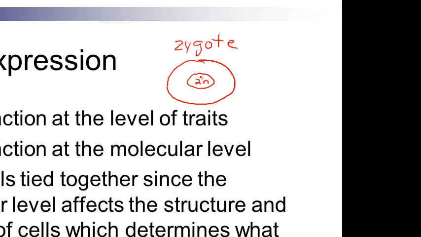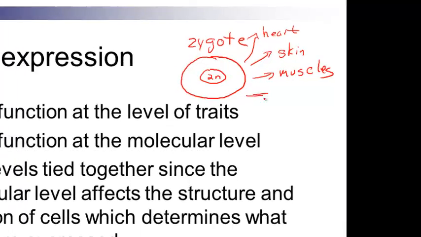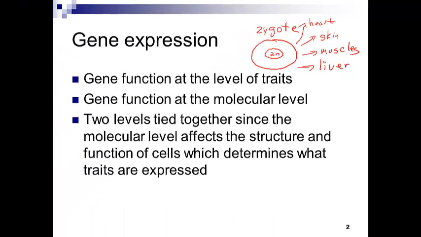Now, for some reason, this is what we're going to explain, that zygote was the basis for all the cells that make up your heart, your skin, your muscles, liver. I mean, I can go on and on. But that original cell led to the production of every cell type you see in your body. Well, wait a second. I only have a diploid genome. I have two copies of all the information. How can that information be read so differently?